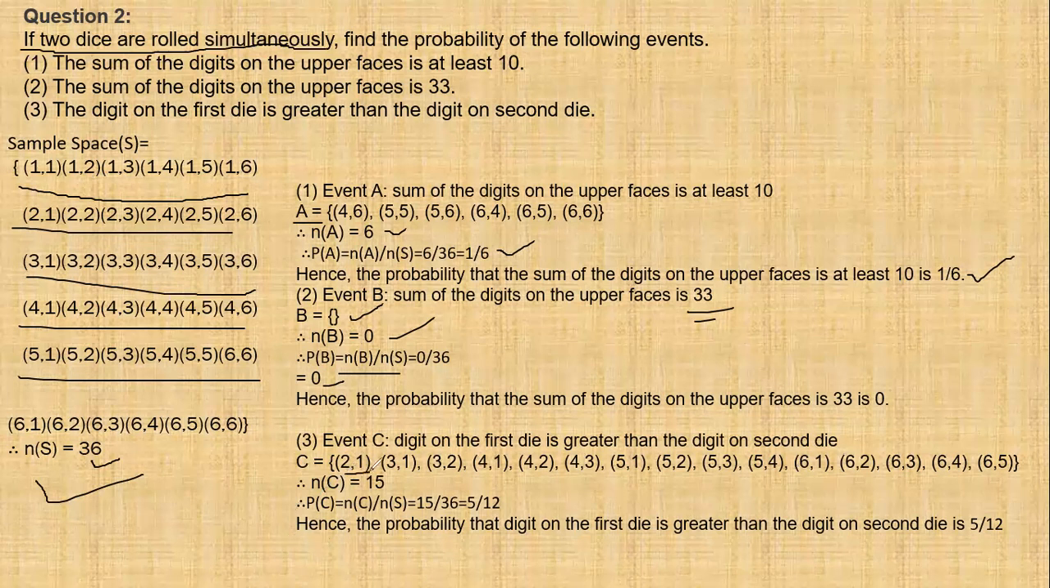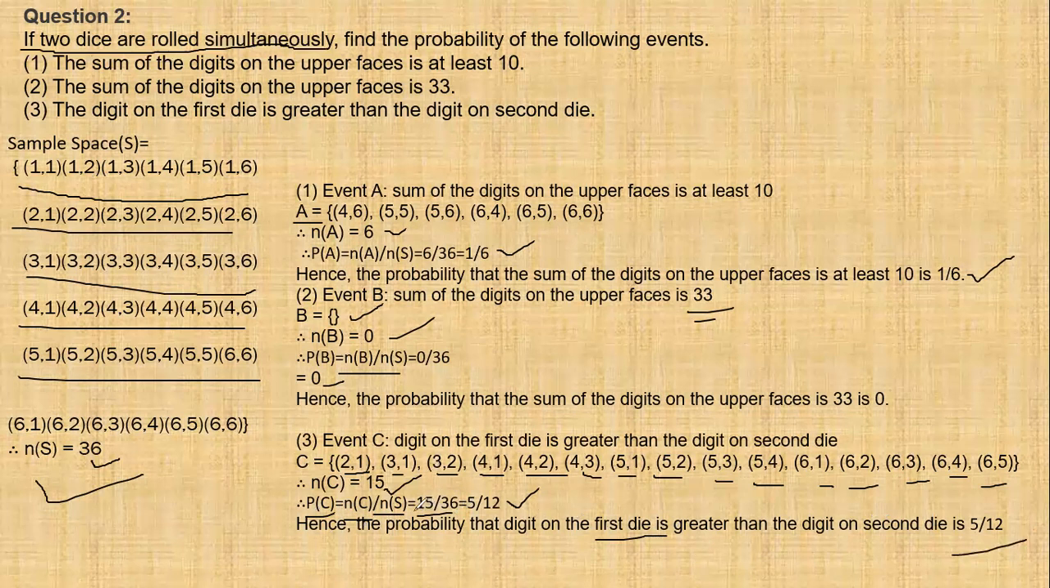That is 2,1, 3,1, 3,2, 4,1, 4,2, 4,3, 5,1, 5,2, 5,3, 5,4, 6,1, 6,2, 6,3, 6,4, 6,5. So number of C is 15. Probability of C, number of C upon number of S, that is 15 upon 36 is 5 upon 12. Hence the probability that the digit on the first die is greater than the digit on the second die is 5 upon 12.